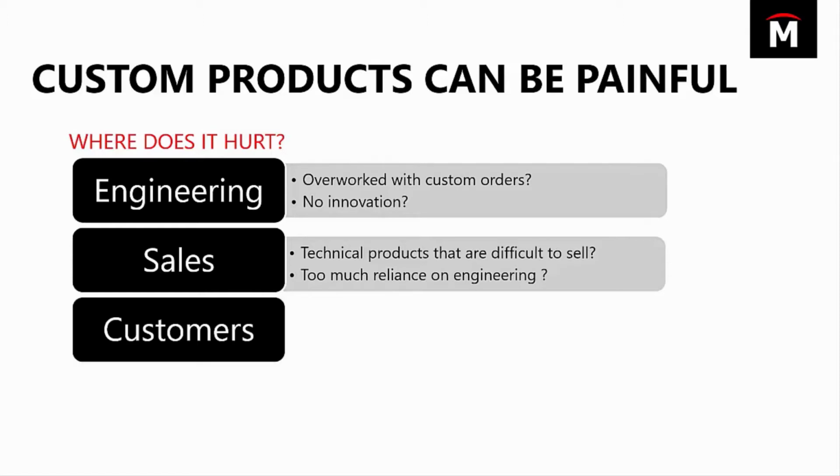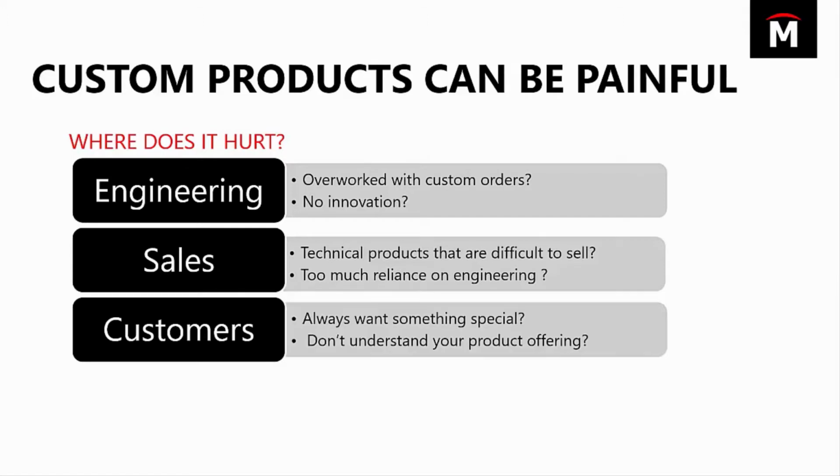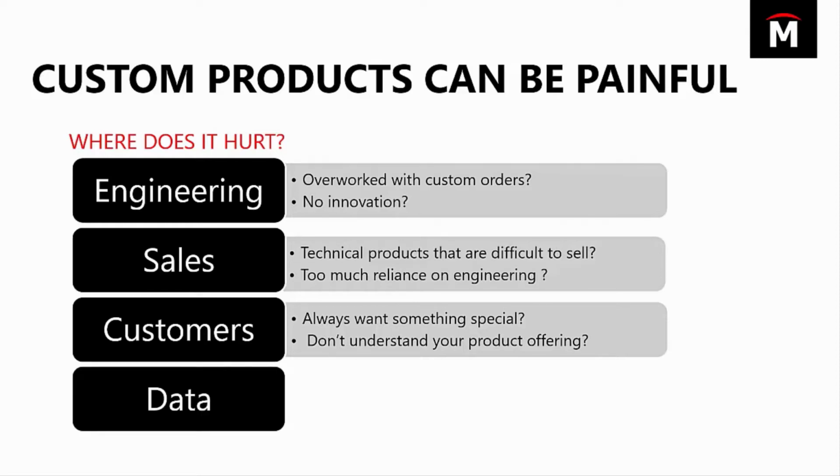The next one might be a little bit of a slowdown with your customers. And what you'll find is that your customers may always want something special, right? So you're seeing these customer requests more and more. Your customers aren't being steered towards your off-the-shelf offerings as much, and they're really veering more towards the more custom orders. And they may not understand your product offering effectively. So maybe they're not always choosing the right thing, or they're getting turned away from your product because they just don't understand it.